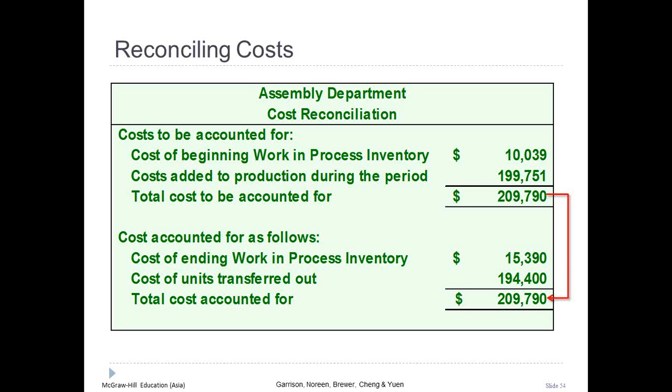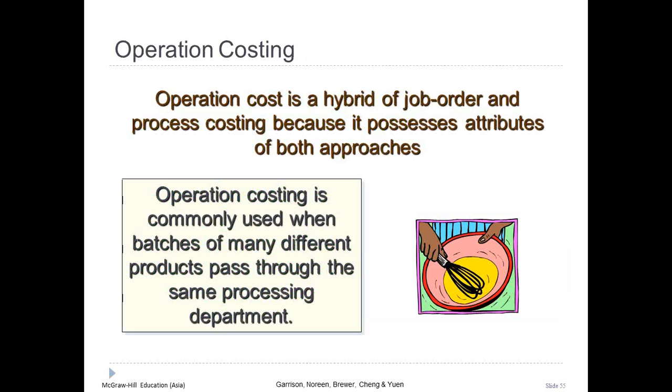Computing the costs accounted for, the first step is to record the previously computed cost of ending inventory, work in process, $15,390. The second step is to record the previously computed cost of units transferred out, $194,400. The third step is to sum these two costs for a total of $209,790. Notice the two totals agree, indicating that the costs have been accounted for.